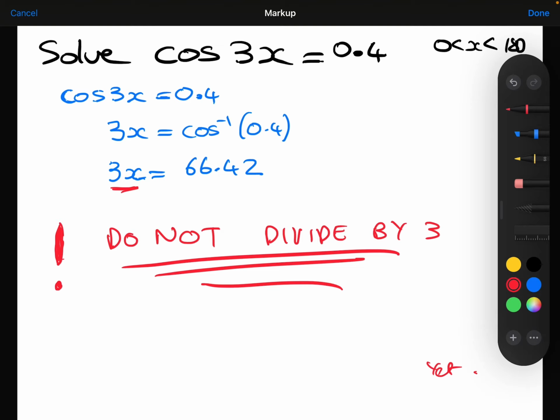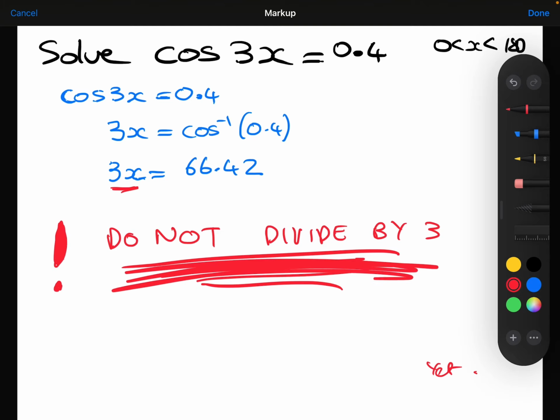In your notes for this video, I want to see a big exclamation mark, and I want you to have written down, do not divide by 3 yet. I don't want you guys to make this mistake. We are not going to divide by 3 at this stage.